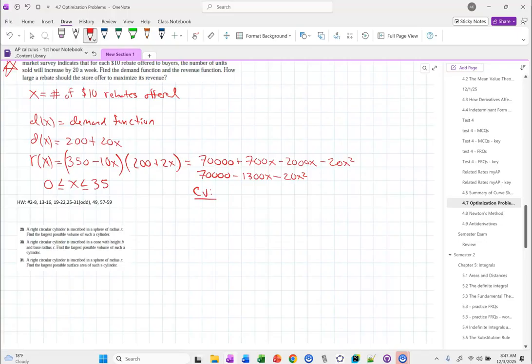I'll find my critical values. I'll set that equal to 0, and set it equal to does not exist, but there's none of those because it's a polynomial. So that's nice. I just need to now solve this quadratic, right? How would we want to do that? Yeah, let's divide by -20 to start, right?